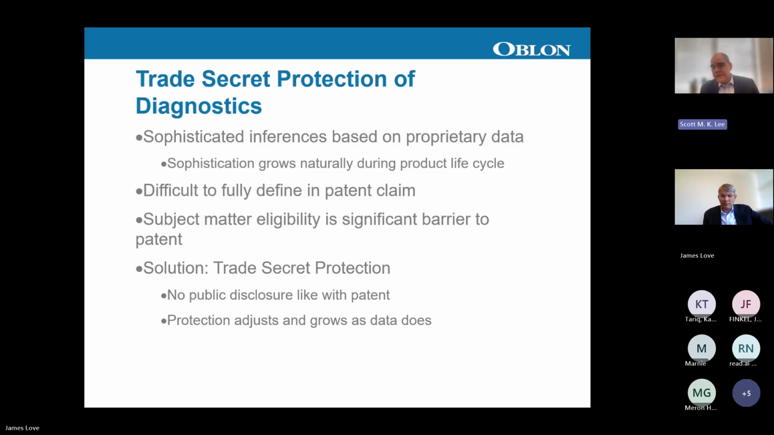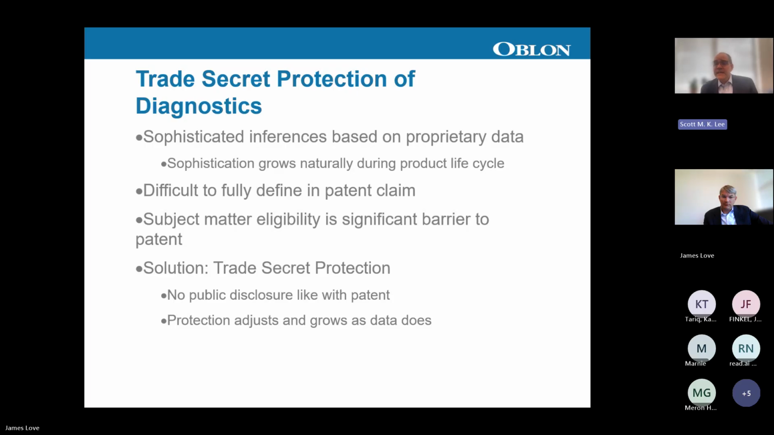That means, of course, we have to pivot and look at other ways to protect those kind of inventions. So trade secrets are really tailored in a way that makes them particularly useful here, because often if you're developing a sophisticated test that is looking at multiple markers and making sophisticated inferences, the exact way that that's done will often evolve over time as more data gets generated and analysis of the data allows more sophisticated questions to be asked of it.